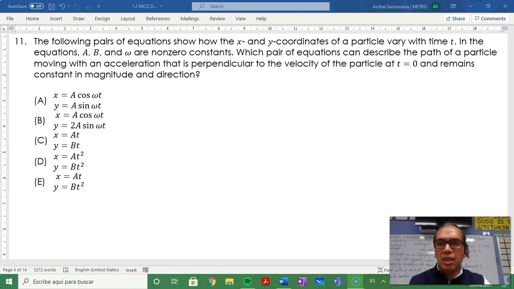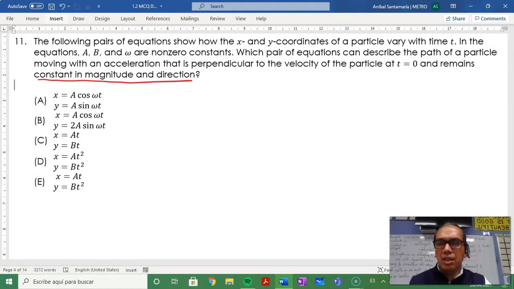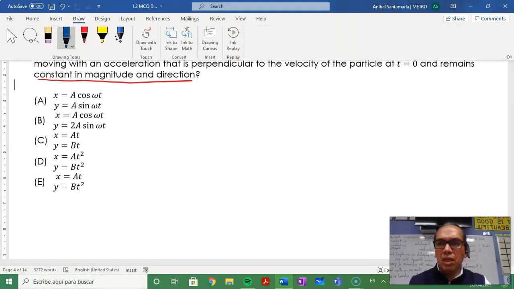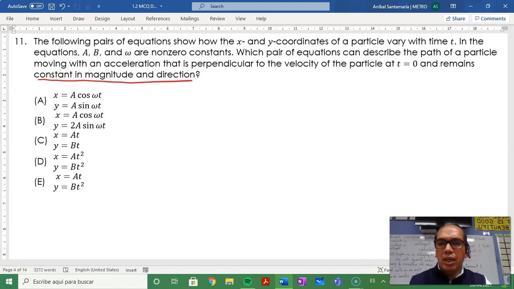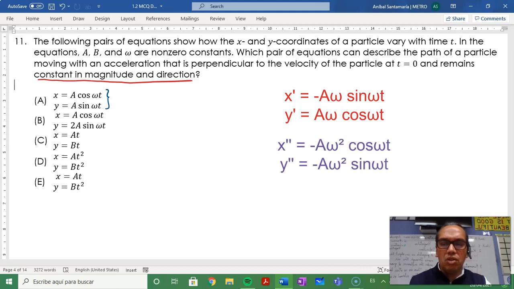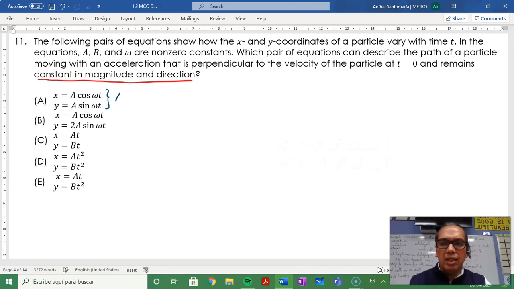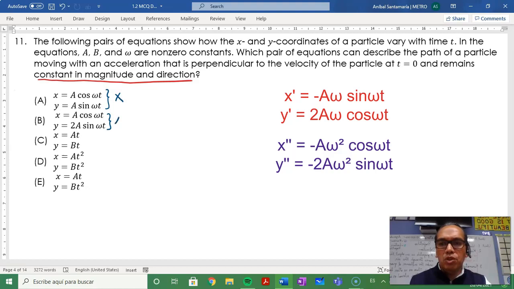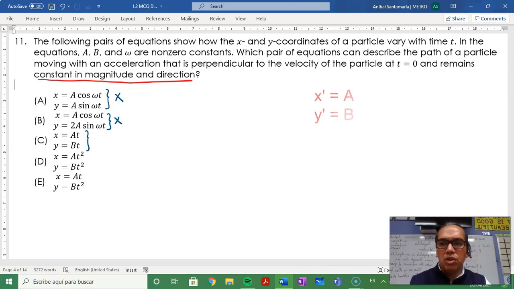If you want the acceleration to be constant in magnitude and direction, then you need to consider that the acceleration is the second derivative of the position. In the case of option A, that second derivative only repeats cosine and sine, so the acceleration is not going to be constant. Same happens with option B. Now, in option C, there is no acceleration. The second derivative of position gives you 0 in both cases.